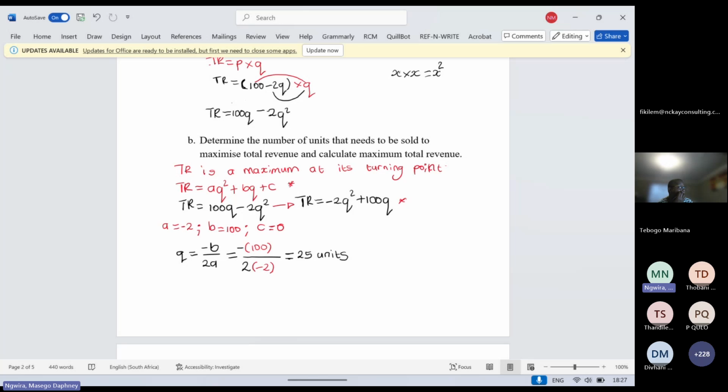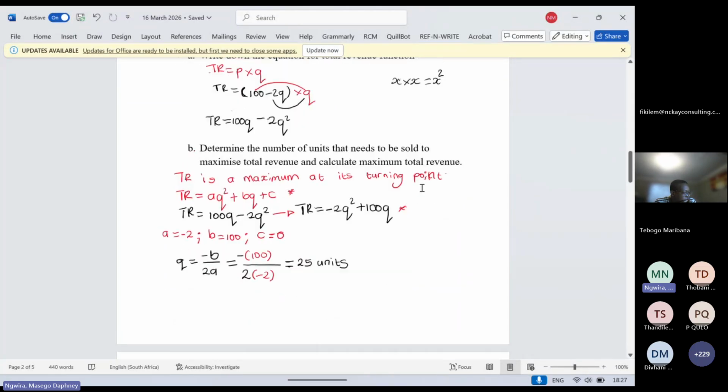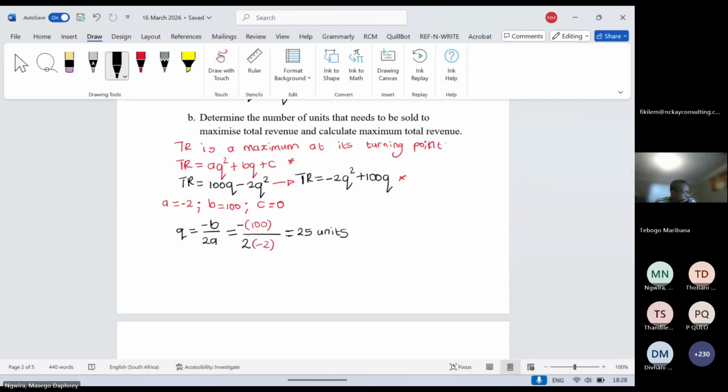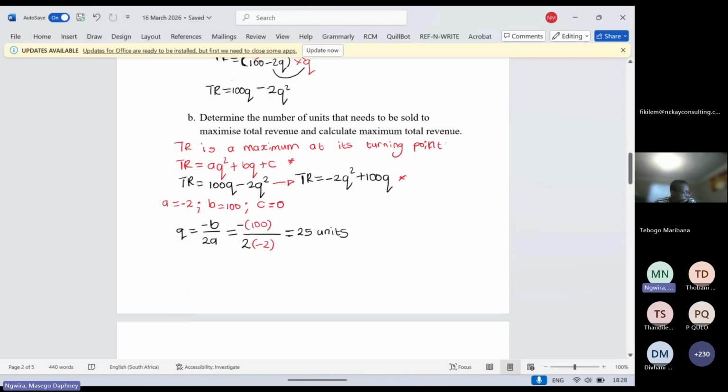So this is 25 units at its maximum. And then now we have to calculate the maximum total revenue. If you can remember, our function looks like this. Let me just draw it here again. Our function looks like this.